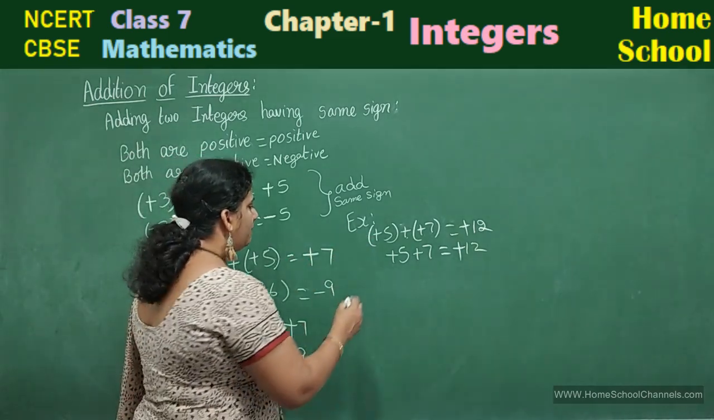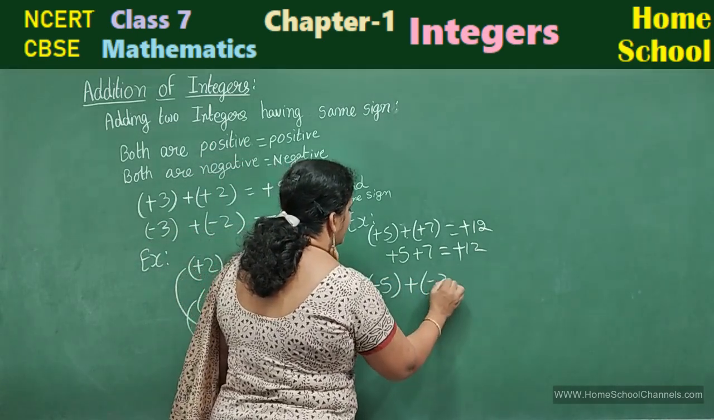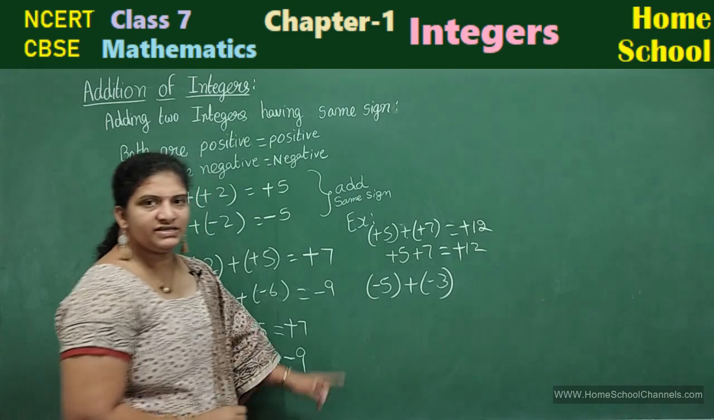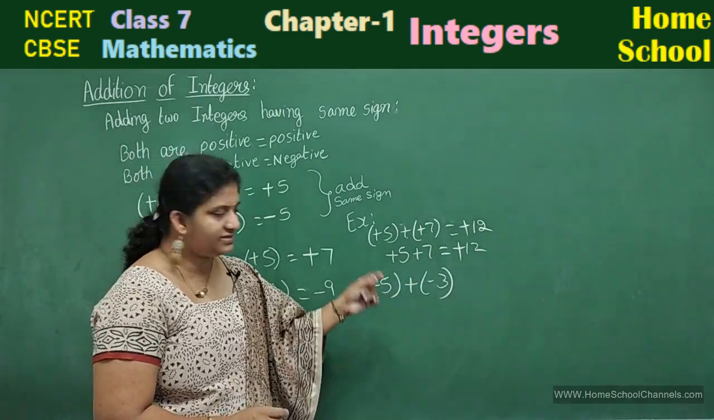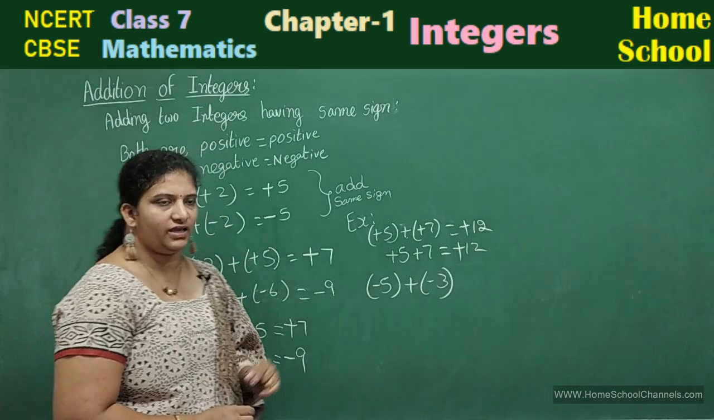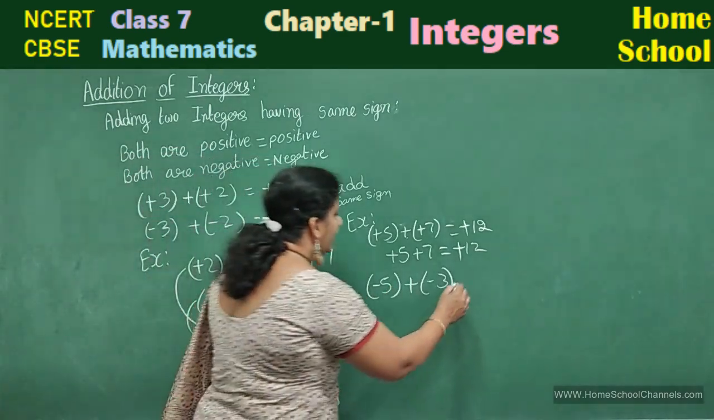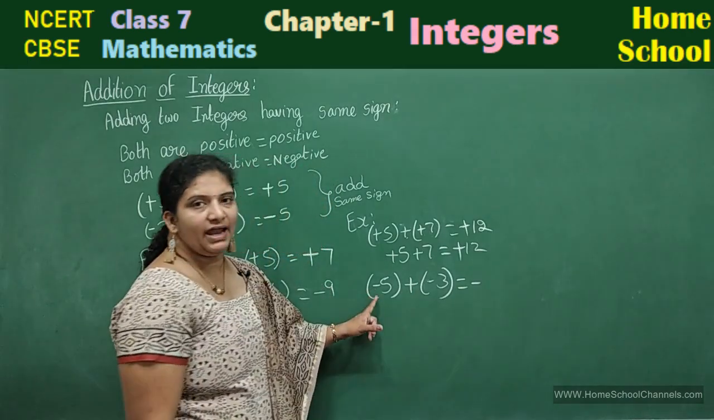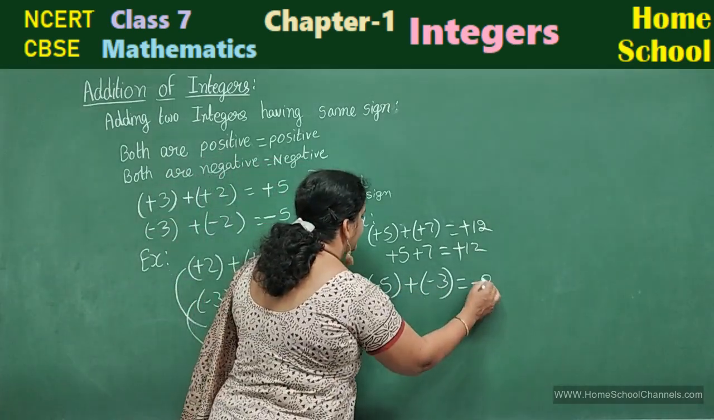So, let me take the next example: minus 5 plus of minus 3. Minus 5 plus of minus 3. Bracket, I am reading it as plus of minus 3. When you are adding two negative integers, take a negative sign and add the numbers. 5 plus 3 will be 8.